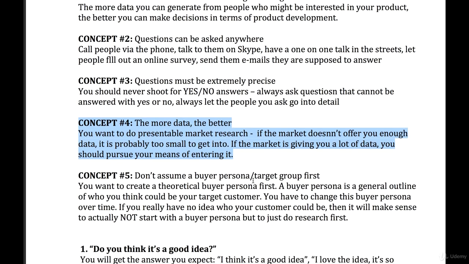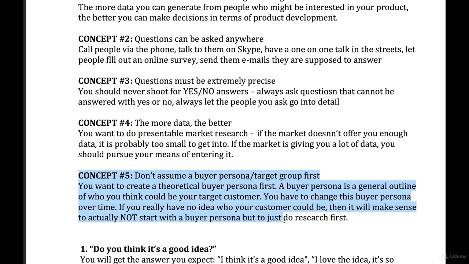And then the last concept that I want to talk with you about here in this guide is: don't assume a buyer persona or target group first. You want to create a theoretical buyer persona first, something in your head that could, for instance, be your target group. So you say, well, I want to sell a smartphone. This could most likely be people from 20 to 40. People who are older than 40 will perhaps buy my phone, but I can market this product most effectively to people from 18 to 40 or from 20 to 40.